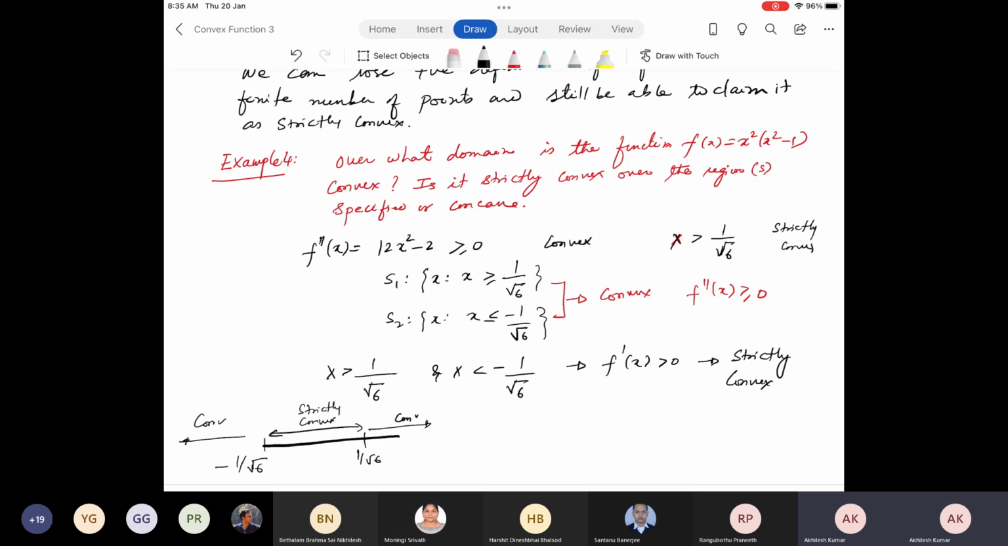No. Following the theorem which we have said, we can lose positive definiteness at a few points and still call it strictly convex. Based on that, can we say that the function is strictly convex? Sir, it is not strictly convex in the between region. Between, yes, sir. Okay, we did it the other way around, sorry.